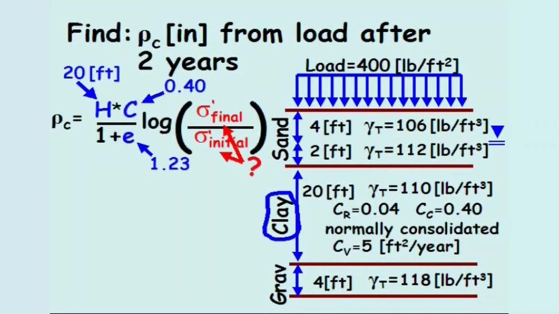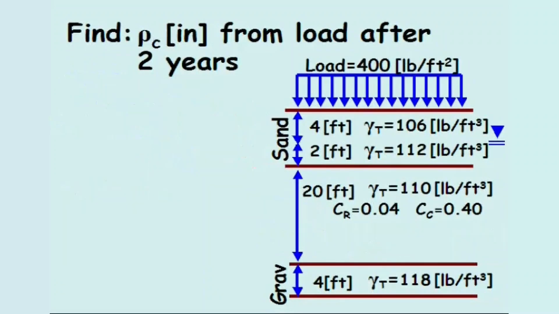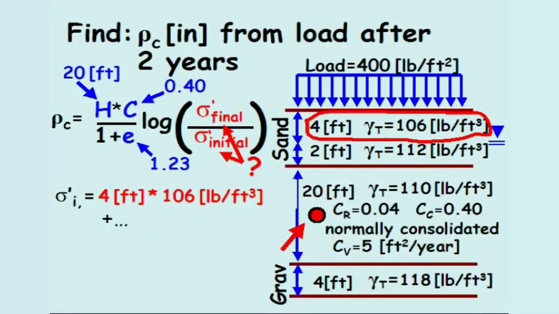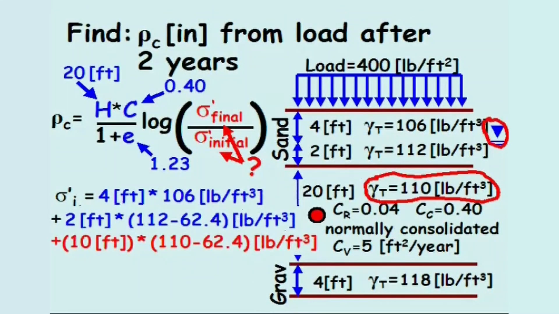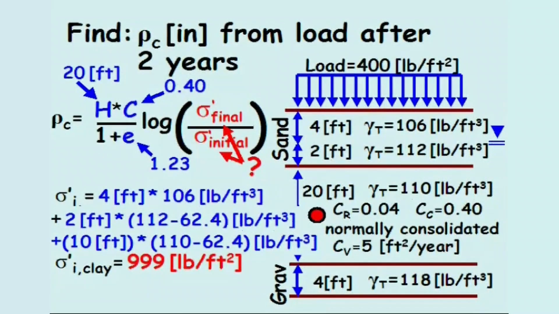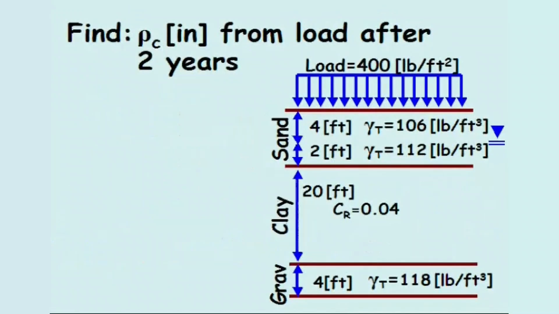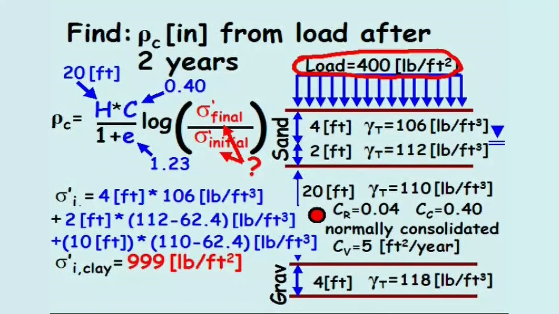Now, all we have to do is solve for the initial and final vertical effective stress values. Let's evaluate a point at the middle of the clay layer, which would be at a total depth of 16 feet. We add the overburden stress from the unsaturated sand, the saturated sand, and the top 10 feet of the clay layer. Our initial stress is 999 pounds per square feet, and after adding the load of 400 pounds per square feet, our final stress is 1,399 pounds per square feet.